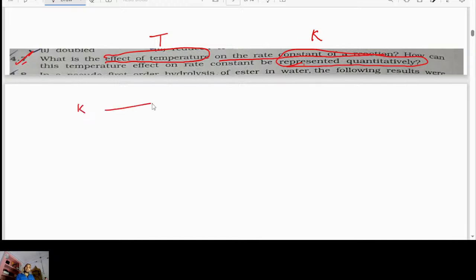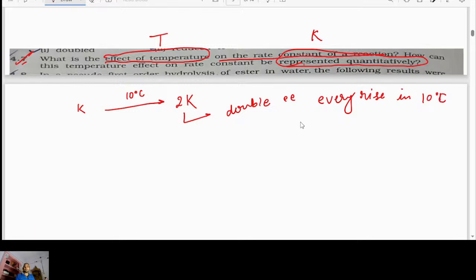If you increase the temperature by 10 degrees Celsius, its rate constant will become 2 times. Its rate constant becomes double. 2 times means what we are saying, double. So the concept, student, is that every rise in 10 degrees C in temperature, the rate constant becomes double.